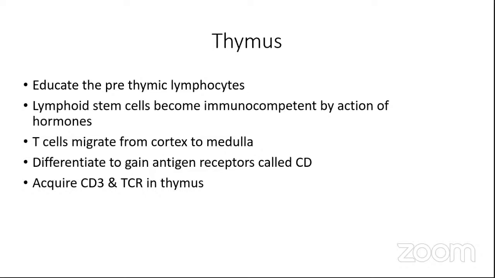The thymus is differentiated into an outer layer called the cortex and an inner layer, the medulla. So these immature T cells will pass via the cortex to the medulla, and as they cross from the cortex to the medulla, they gain many differentiating antigenic receptors. These receptors are classified as clusters of differentiation, and they are called CD markers. These CD markers are unique for each and every immune cell. For example, T cells acquire the CD3 molecule and the T cell receptor in the thymus. So this is the main marker to identify that a cell is a T cell.